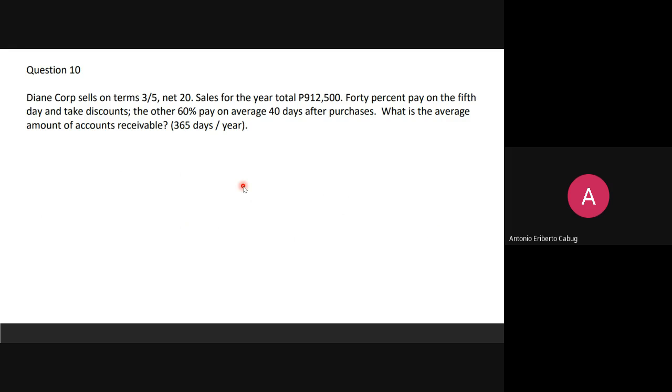Next, let's now proceed to the management of receivables. Diane Corp sells on terms 3/5 net 20. Sales for the year total 912,500. 40% pay on the fifth day and take the discounts. The other 60% pay, on average, 40 days after purchases. What is the average amount of accounts receivable?